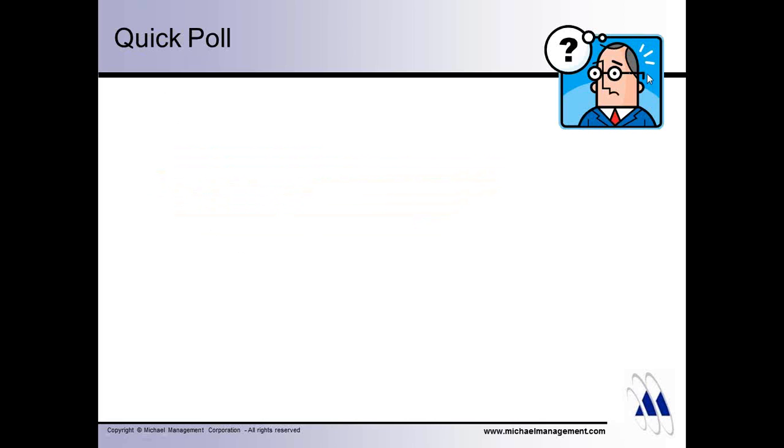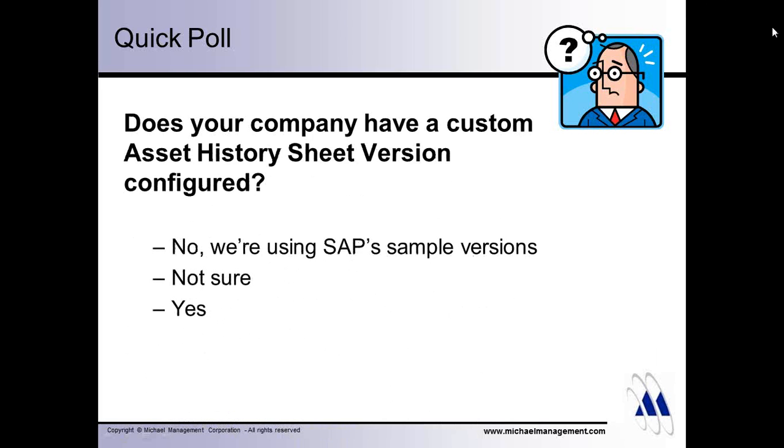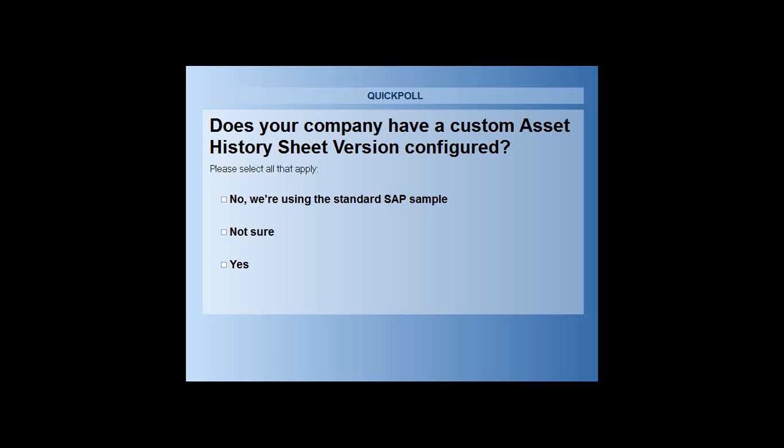Well, before we do that, let's take a quick poll around the room. Let me see if I can start this poll real quick. There we go. Now you can enter your poll answer. Question is, does your company have a custom asset history sheet version configured? The answers are no, we're using SAP's sample version, maybe that 001 that I've just shown you. Or maybe you're not sure, that's okay. Or yes, we have our own custom asset history sheet version. It would be very interesting to see what it is around the room. I'll give you guys a few more seconds.